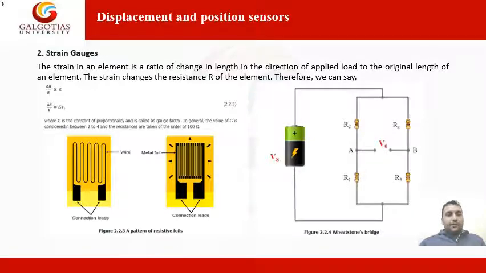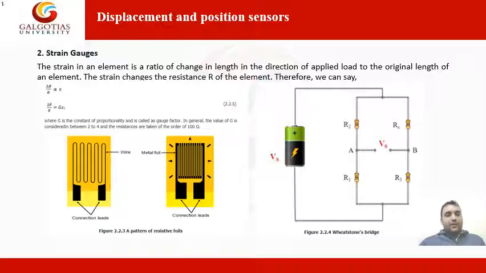Next type of sensors is the strain gauge. The strain gauge is an element that measures the ratio of change in length in the direction of applied load to the original length of the element. The strain changes the resistance R of the element. Therefore, we can see that delta R upon R is proportional to the strain. Delta R upon R is equal to G times strain. G is the constant of proportionality that is called the gauge factor.